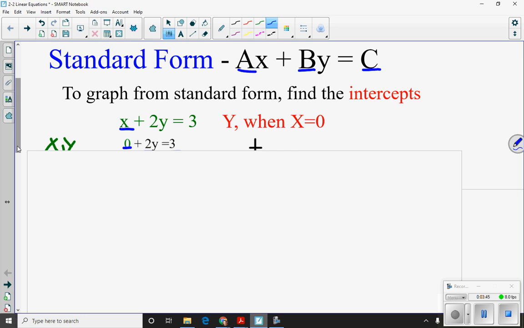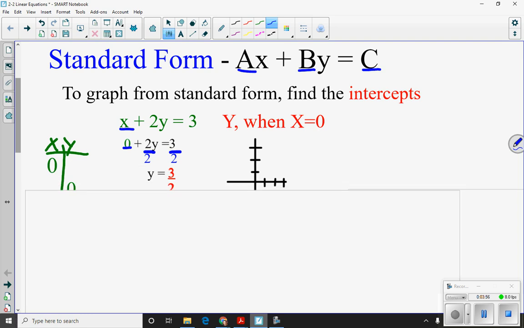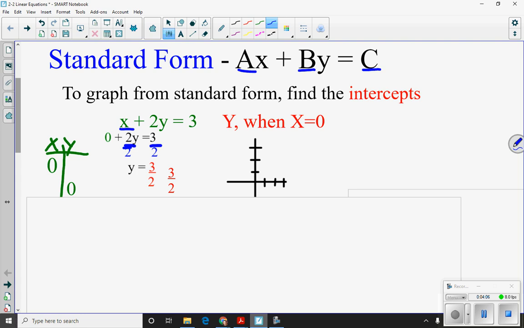So then 0 is really nothing. That saves you a lot of work. So really, your equation is just 2y equals 3. Let's divide by 2 on both sides, and you're going to get y equals 3/2. Now let's make a table. In this table, I'm going to put this 3/2. So when x is 0, y is 3/2.